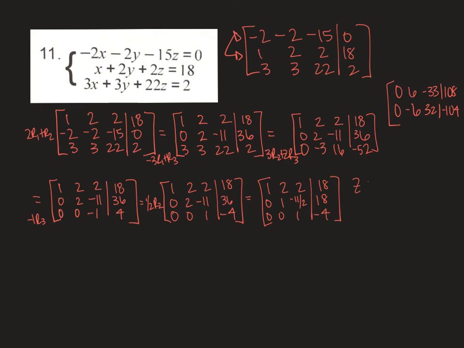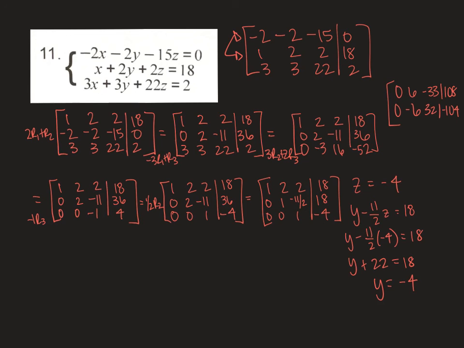So I've got that z equals negative 4. I'm going to take that negative 4 and I'm going to plug it in to my equation y minus 11 over 2z equals 18. So negative 11 over 2 times negative 4 is going to give me 22. And when I subtract 22 from 18, I get negative 4 for y.